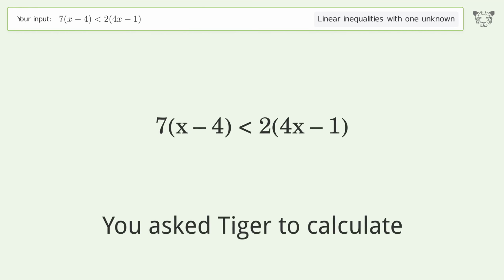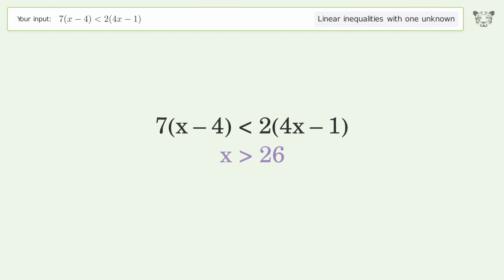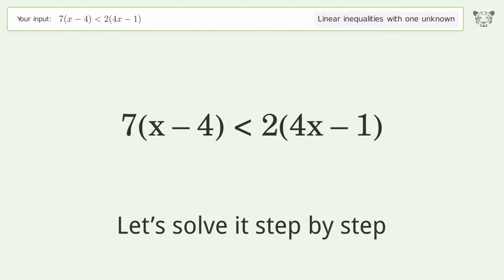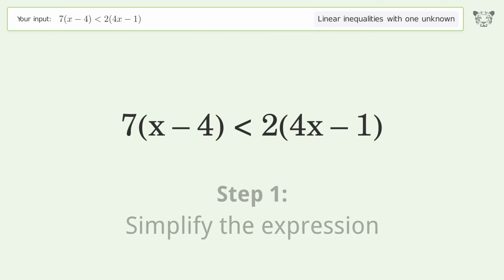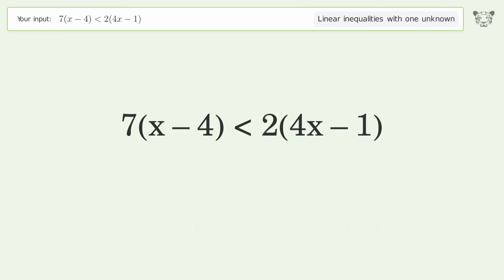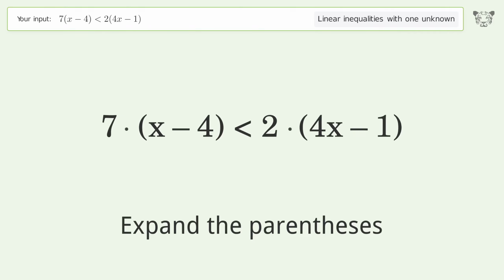You ask Tiger to calculate. This deals with linear inequalities with one unknown. The final result is x greater than -26. Let's solve it step by step. Simplify the expression. Expand the parentheses.